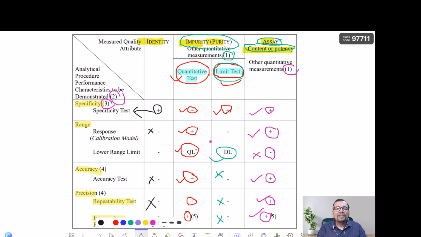Let me take you to the identification test, identity. Now, which parameters need to be performed? According to ICH Q2(R2), only specificity needs to be performed, isn't it? Only specificity. No response, no range, no accuracy, no precision. Range is not possible, accuracy is not possible. But I can recommend at least performing the precision parameter also for the identification test.